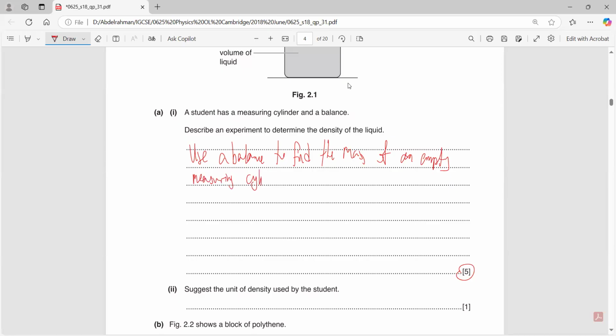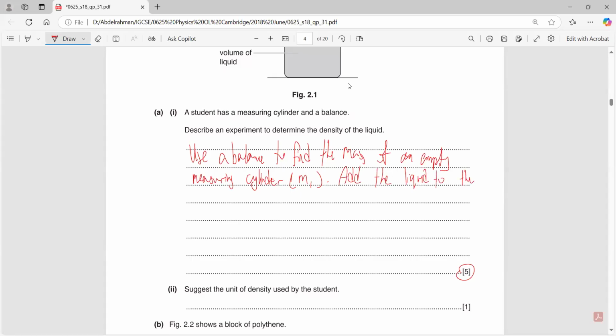Measuring cylinder. An empty measuring cylinder. When we find the mass of the empty measuring cylinder, we will name it M1. And then add some of the liquid, whatever, it doesn't really matter actually.